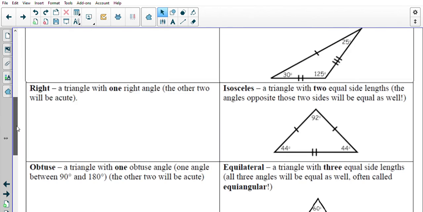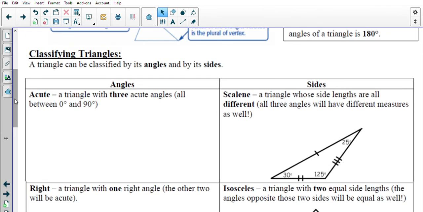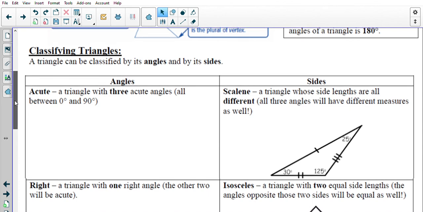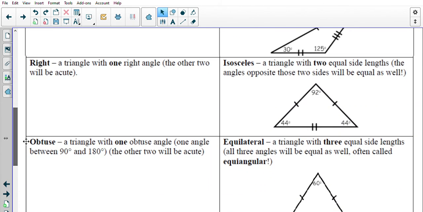So let's talk first about those. An acute triangle is a triangle with three acute angles. All are between 0 and 90 degrees. A right triangle is a triangle with one right angle. The other two will be acute, and that has a tendency to throw students off because they see two acute angles, one right angle, and they think, well, what do I call this thing? Well, it can only have one right angle, which we'll talk about in a moment. So a triangle with one right angle is going to be a right triangle.